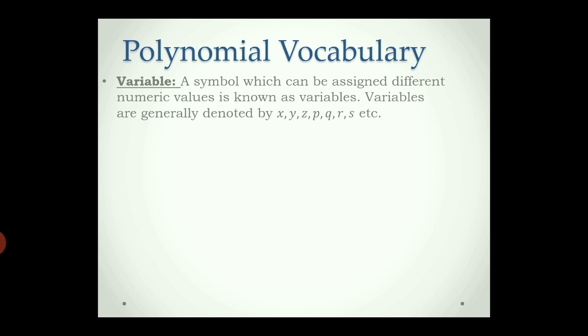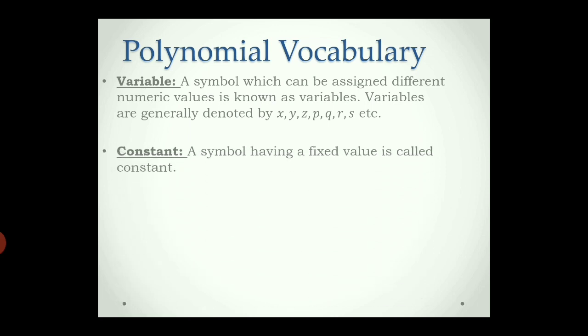Variables. As the name suggests, not having a fixed value, that is, a symbol which can be assigned different numeric values is known as variables. Variables are generally denoted by x, y, z, p, q, r, s, etc.